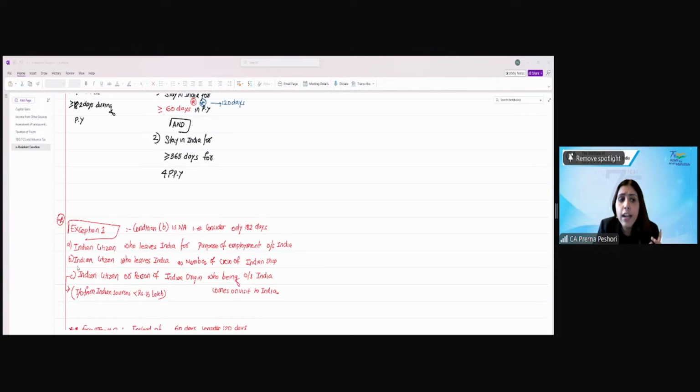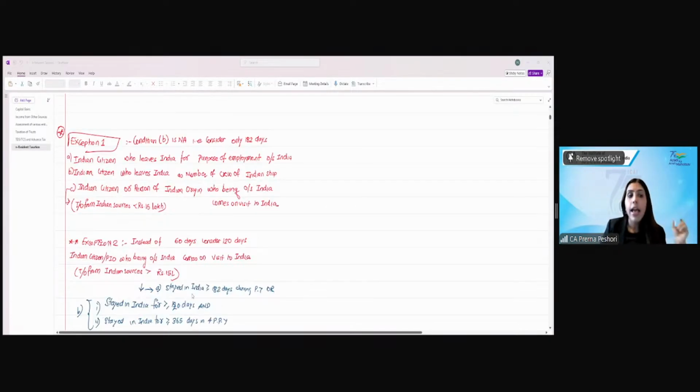So here it not only includes the Indian citizen but even the PIO. And this is for the person who is always outside India and is coming on visit to India. Are we clear? But his total income from the Indian sources should be less than rupees 15 lakhs. So this is exception number 1. Exception number 2 is for the Indian citizen or PIO who is outside India coming on visit to India but has the total income from Indian sources more than rupees 15 lakh.